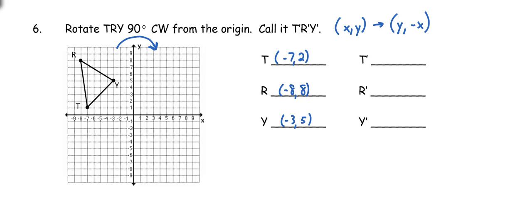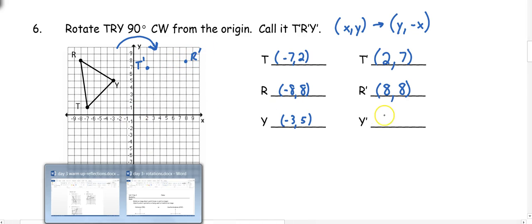If I have the point -7, 2, based on this rule, my y coordinate becomes the x coordinate, and I need to switch the sign of the x coordinate, which becomes the y. So I now have 2, 7. R prime, same thing: the y coordinate becomes the x, and I need the opposite of the x to become the y. So R prime is now at 8, 8. And Y, when I switch, 5, 3, is Y prime. I'm just going to connect those three points, and now I've formed my triangle.